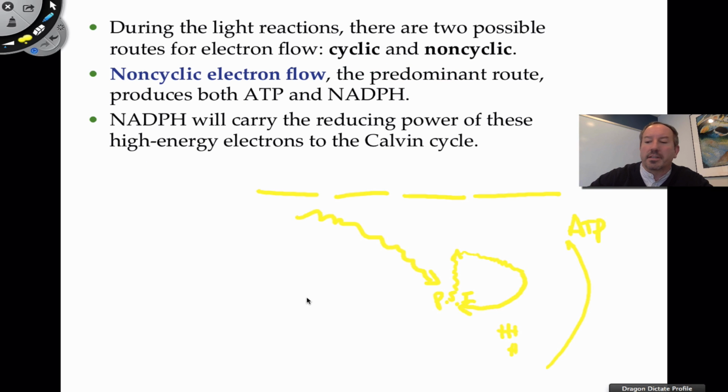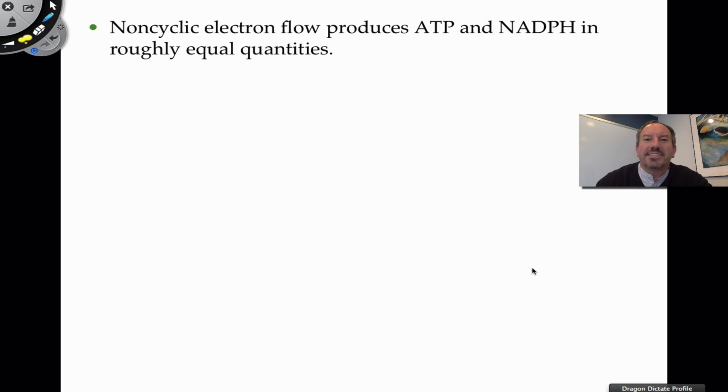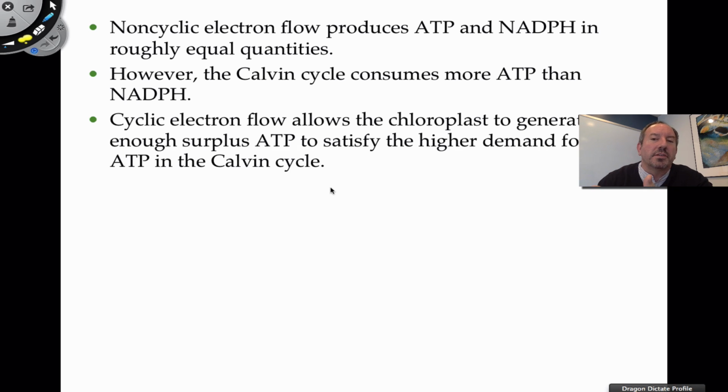non-cyclic. Okay, non-cyclic was when the electrons flow from water all the way to NADPH. And so non-cyclic is able to make ATP and NADPH, whereas cyclic just makes ATP. The reason being is that the Calvin cycle needs a little bit more ATP, and oftentimes NADPH is in high enough concentration. Although, let me emphasize this again, non-cyclic photophosphorylation is the more dominant and more often occurring.